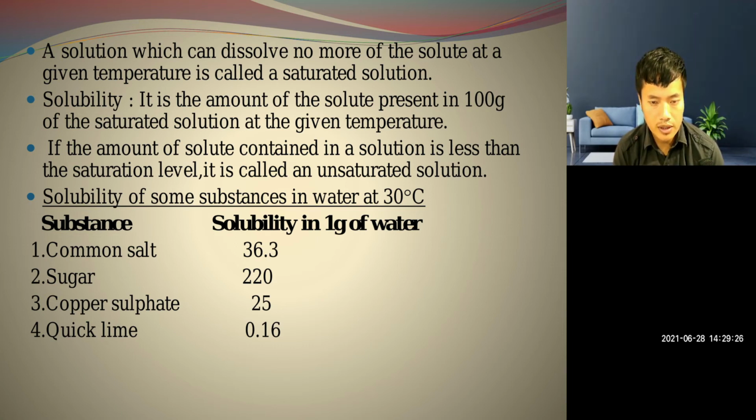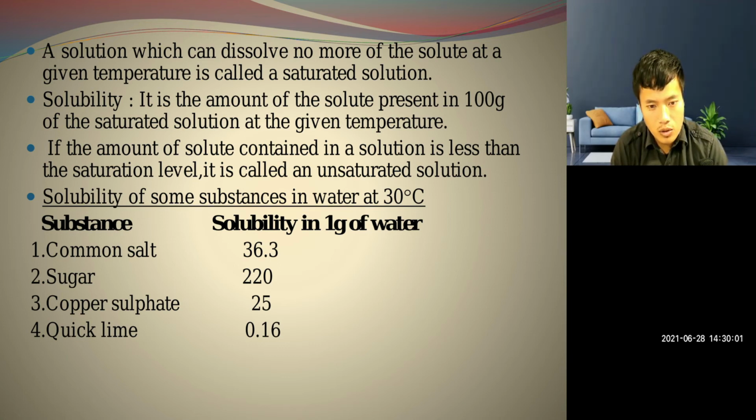If the amount of solute contained in a solution is less than the saturation level, it is called an unsaturated solution. Suppose in a liquid, you can add sugar, but there will come a time when you can no more add sugar, but before it reaches its saturated level, if you add a sugar cube in a liquid and it still dissolves, that means it still doesn't reach its saturated level, and we call this type of solution an unsaturated solution.